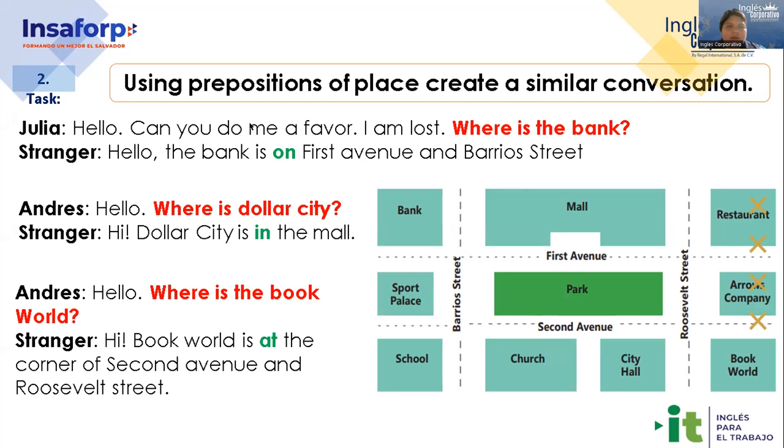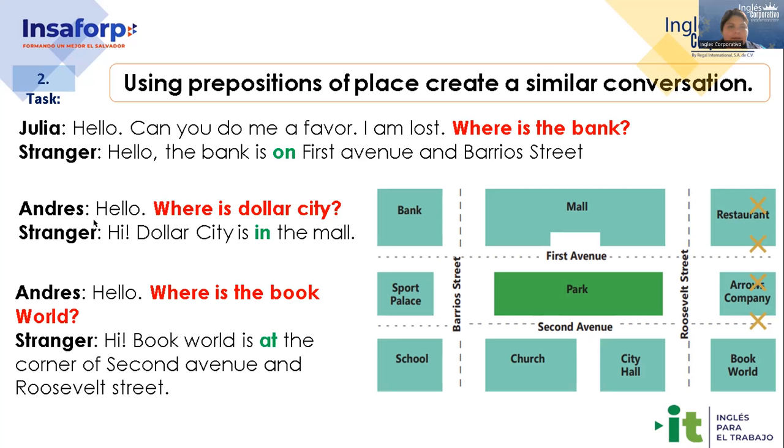Hello, can you do me a favor? I am lost. Where is the bank? Hello, the bank is on First Avenue and Barrios Street. So as we mentioned previously, you use on with avenues and streets. Entonces acá ya no es necesario que vuelvan a repetir el on, ¿verdad? Solamente utilizamos un nexo ahí: el banco está en la primera avenida y la calle Barrios.